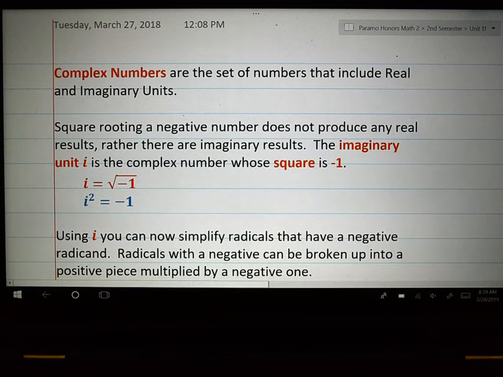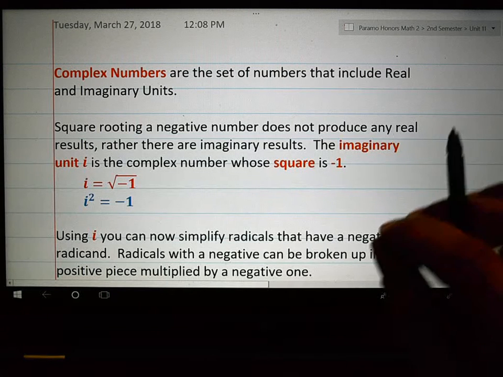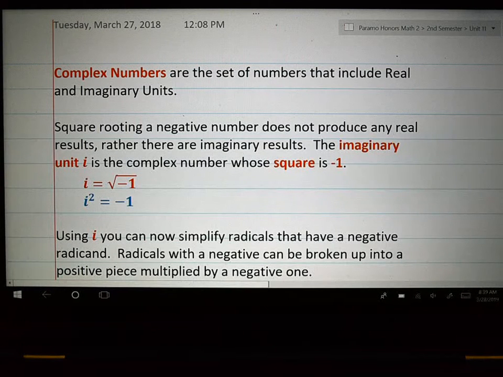What we're going to start doing in section 4 is what happens when you try to square root a negative. In the previous sections, I said it's no solution. Well, that's really not the case. It's no real solution when you try to square root a negative.